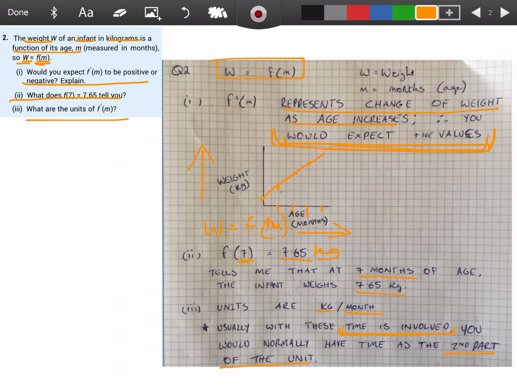Think about it like speed, which is happening in the next question. Meters per second, okay? Time is usually at the end, kilometers per hour, whatever it might be. So time is usually the second half of the unit that we're talking about. So whatever else is the other thing that we're measuring, you'd usually put that at the front.